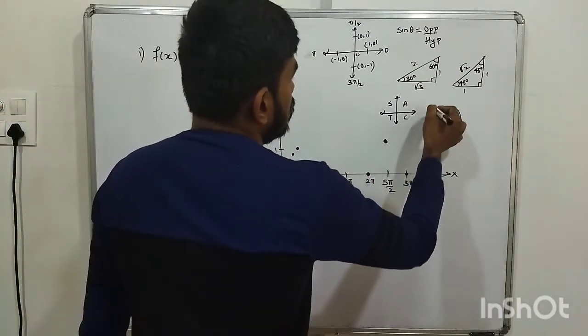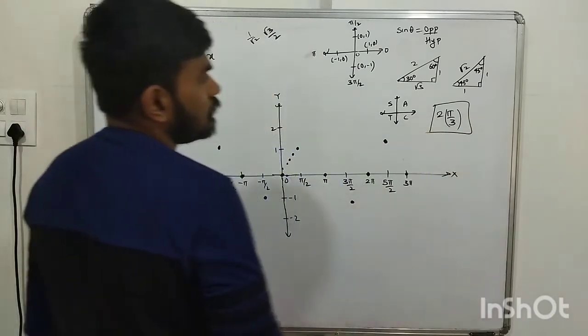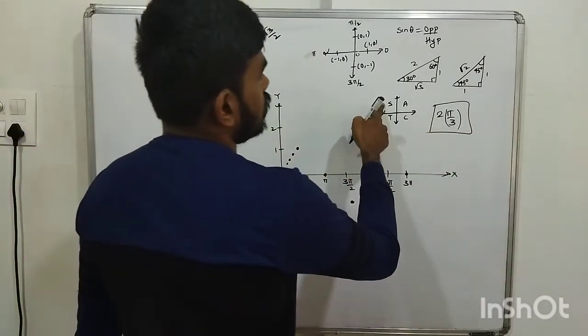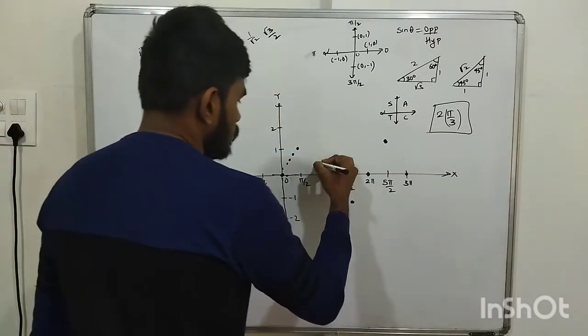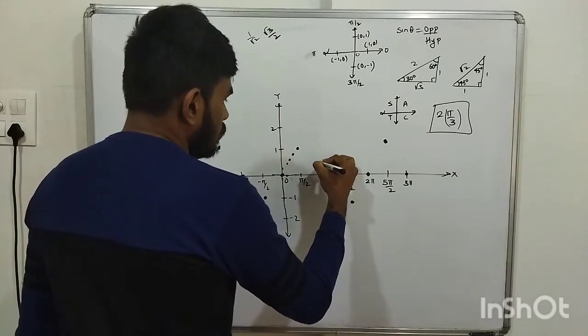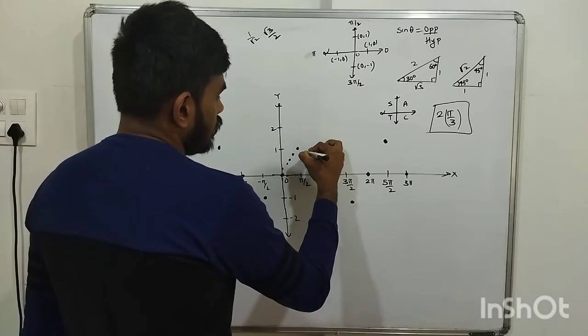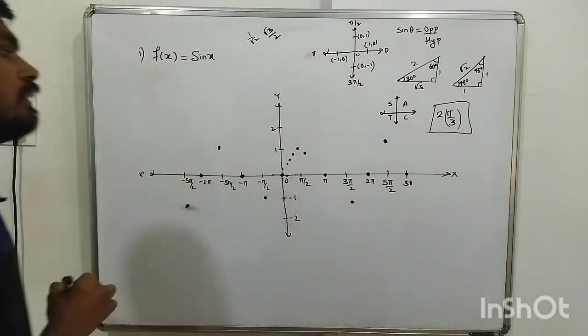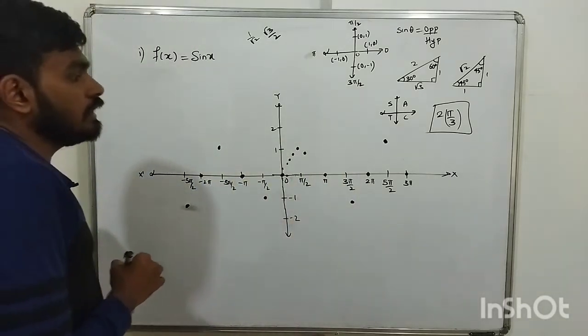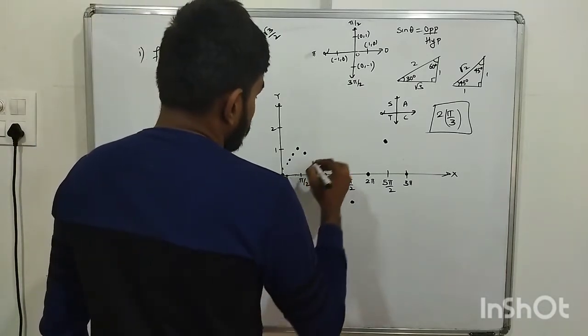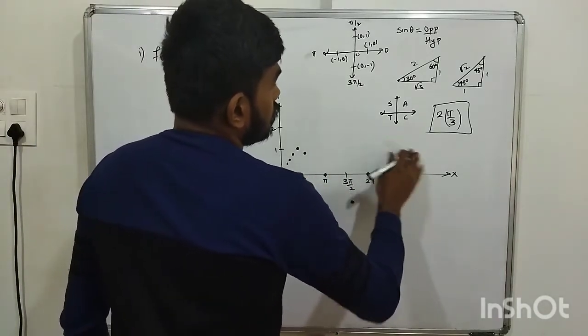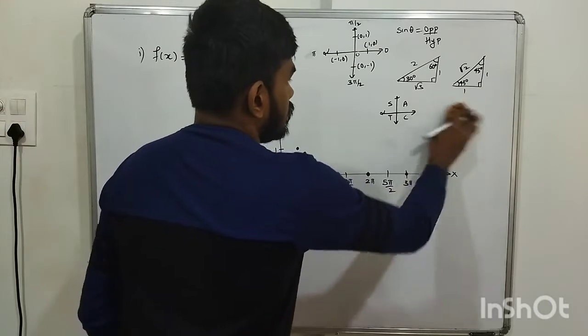Okay, and now you have to see in which quadrant this is. 2 pi by 3, which is 120 degree, second quadrant. In the second quadrant sine is positive, so this is positive. Understood? So it will be somewhere here. 2 pi by 3, somewhere here. Then again sine of this.